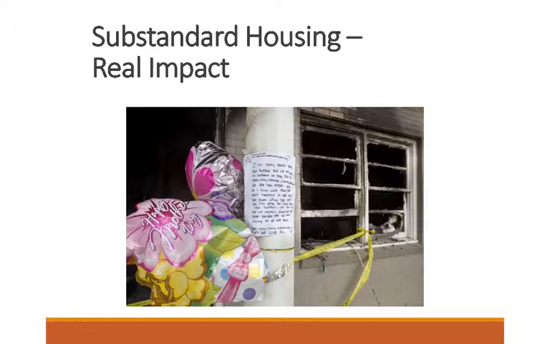All right, so substandard housing can have a real impact. Not only is it pretty deplorable, some of the conditions that we'll read about, but they can cause impairment to children, physical and mental impairment, and even death in some cases.